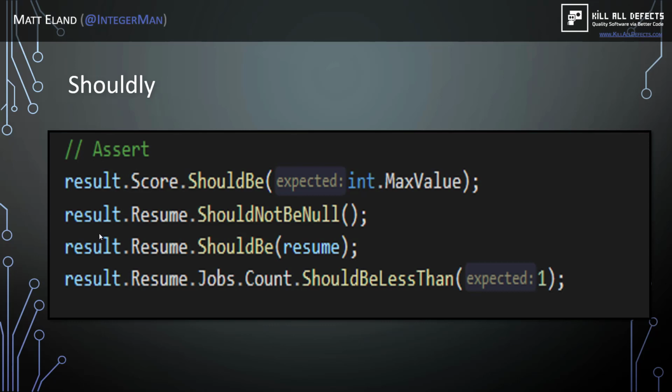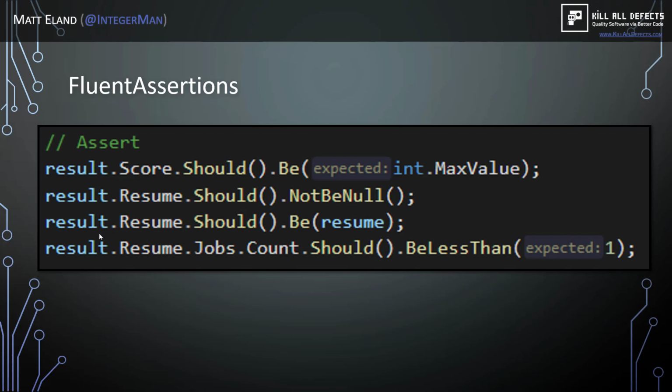Shouldly is less popular than another library called Fluent Assertions, which does very similar things. I happen to like Shouldly syntax a little bit better, but this one is a little bit more popular. And you see here we use Should and then .Be, but they're very similar libraries in general. So use whichever one you'd like, or use neither of them. But they're there to help you, and they help make tests a little bit more readable and document the behavior a little bit better.